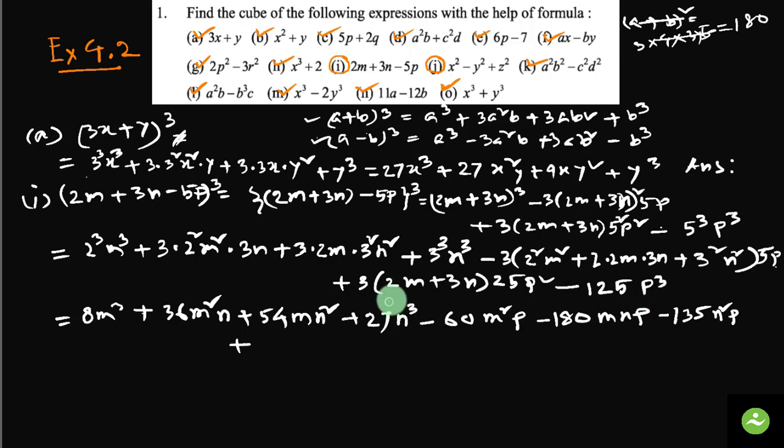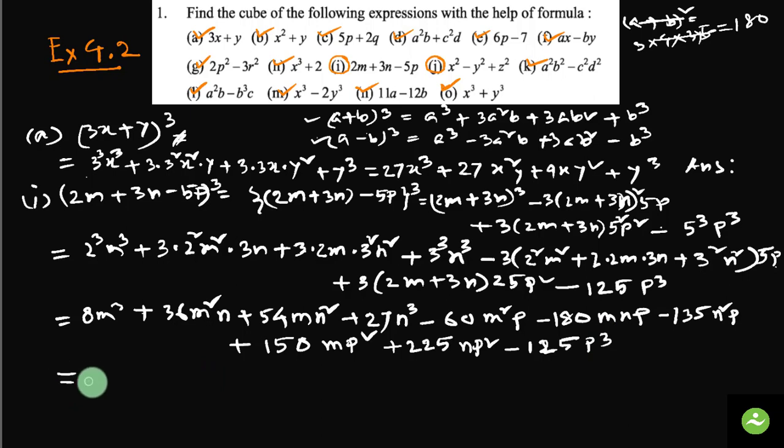Next, there were two more quantities. We just do more simplification. 3 into 2, 6, 6 into 25, 150 m p square. Next, plus 3 into 3n and 25p square, 3 into 3, 9, 9 into 25, 225 n p square. And there was minus 125p cube.